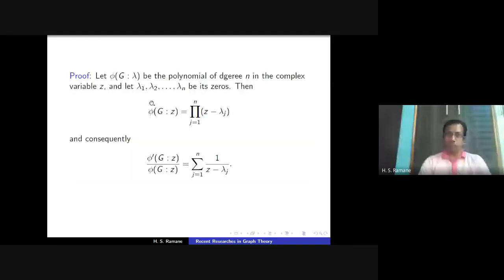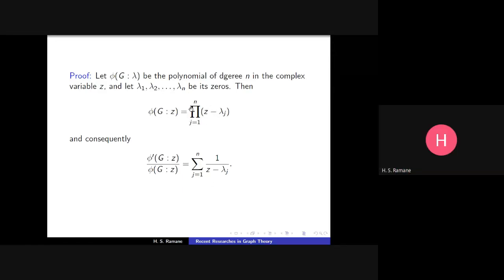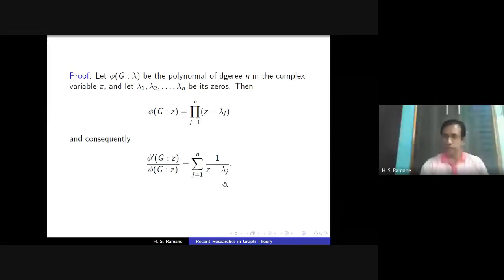Suppose lambda 1, lambda 2, up to lambda n are the eigenvalues, or roots of the equation. Then the characteristic polynomial in z can be written as the product of the factors z minus lambda j. You differentiate this with respect to z and divide by phi of z, and you get the summation of 1 divided by z minus lambda j. Just differentiate and divide it, and you get this.